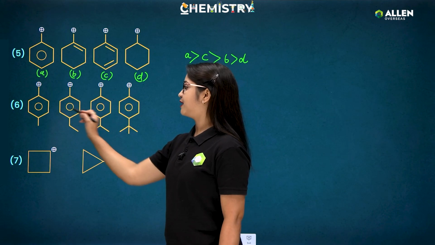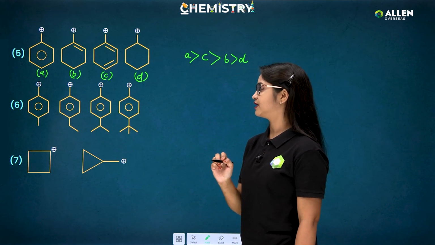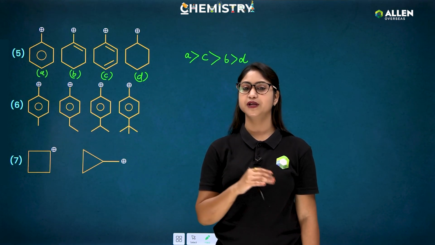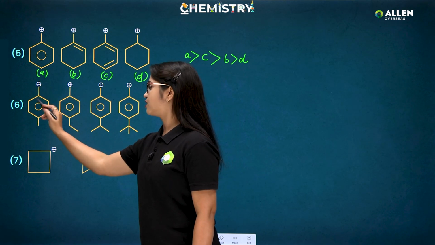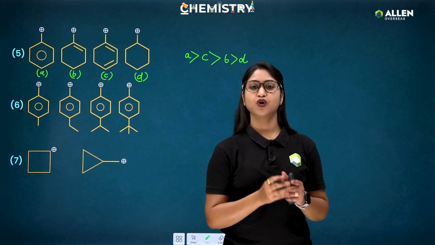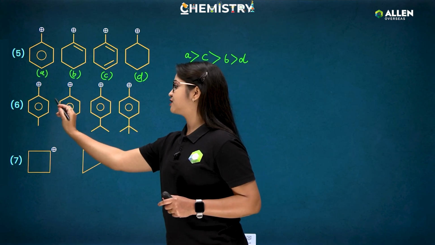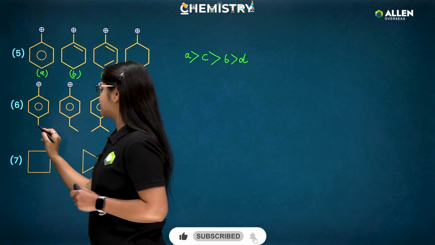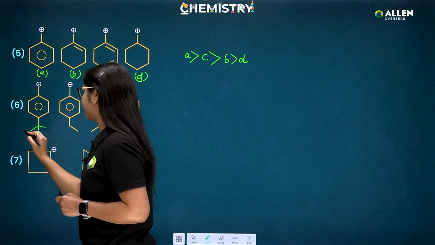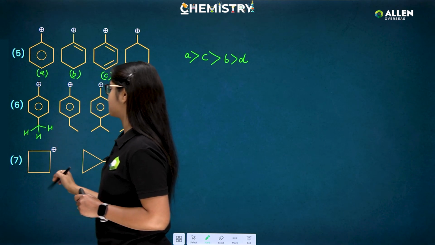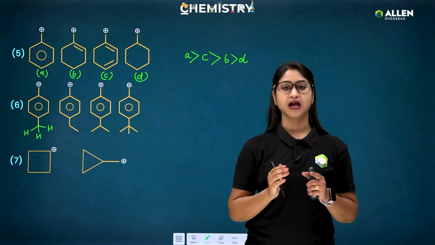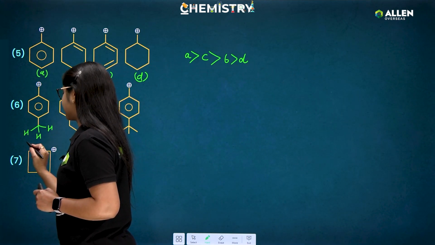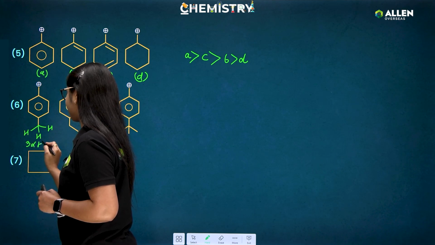Here all are benzene rings. So how can we check? We know that this carbocation is involved in the resonance with the 3 pi bonds of the benzene ring, and after conjugation in resonance we know this positive charge will come at the ortho positions and para position. So when this positive charge comes at the para position, this is a methyl group. So this methyl group has 3 hydrogens. These 3 hydrogens will show hyperconjugation with the positive charge. So hyperconjugation means here we can say it has 3 alpha hydrogen.